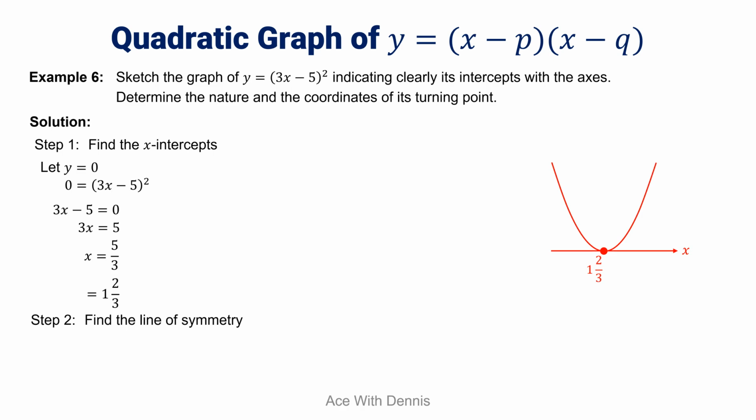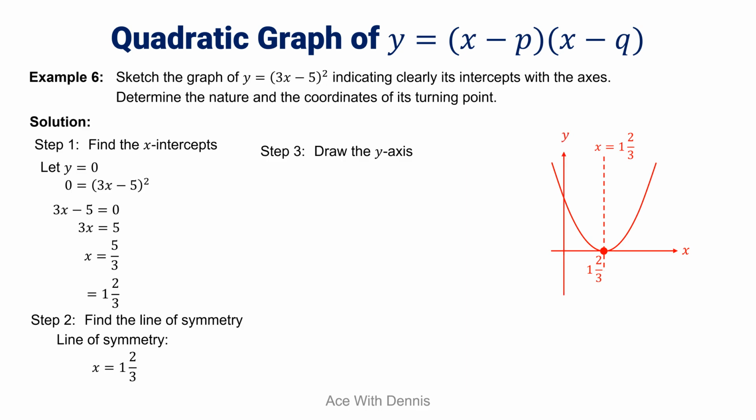Next step, step number 2, we find the line of symmetry. So for this case, this dotted line is the line of symmetry which passes through the point 1 and 2/3. Hence, the equation of this line of symmetry is x equals 1 and 2/3. Next step, step number 3. We draw the y-axis. So for this case, the y-axis will be at the left hand side of the point 1 and 2/3. So I will draw the y-axis around this location. Then the next step, I want to find the y-intercept, where I will let x equal to 0. The equation becomes y equals bracket 0 minus 5 square, which we get 25. Hence, this point will be 25.